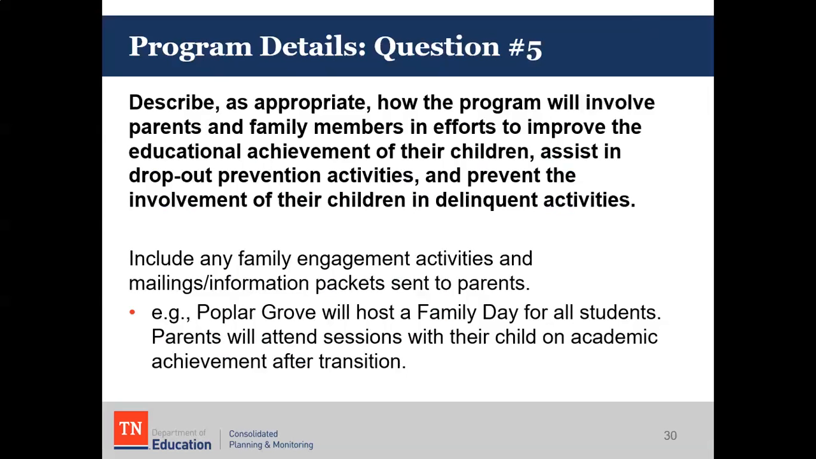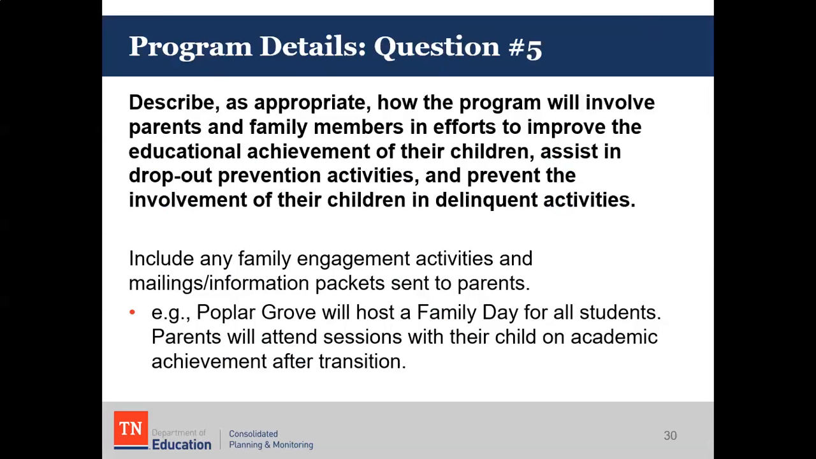Question number 5, describe as appropriate how the program will involve parents and family members in an effort to improve the educational achievement of their children, assist in dropout prevention activities, and prevent the involvement of their children in delinquent activities. So this is a space where if the facility does any family engagement type activities, this is a place for them to be able to list that.